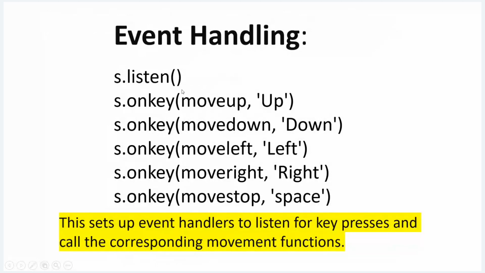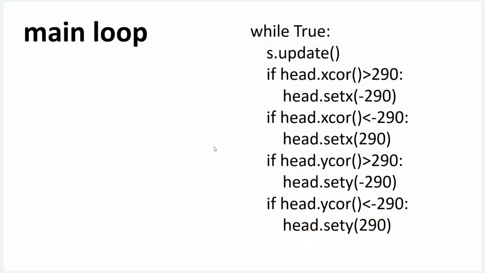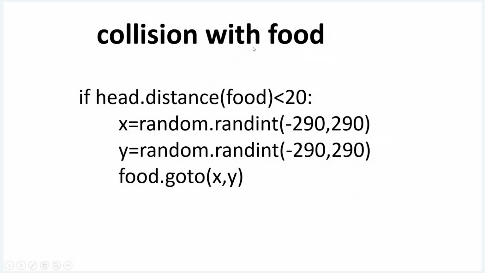Now next one is event handling. So what is the meaning of this event handling? If I'm pressing the up arrow or down arrow, what should happen? Now the main loop. In this main loop, what are we setting? We are setting all the coordinates. So the head should move where? If I'm moving from this side, it should come from this side. That's all.